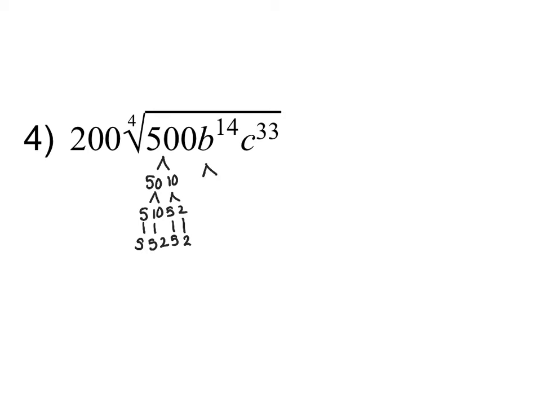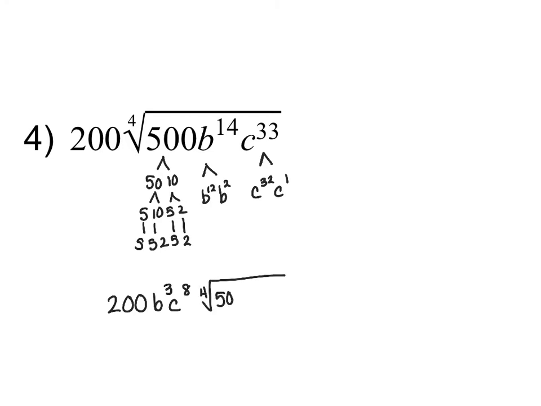So the b to the 14, we're going to break it down as b to the 12th and b squared. And c to the 33rd, I'm going to break it down as c to the 32nd and c to the 1st. So as far as the 2 is concerned, that stays outside. I'm going to have b to the 3rd and c to the 8th join it. On the inside, we have the fourth root of 500, b squared, c to the 1st power.